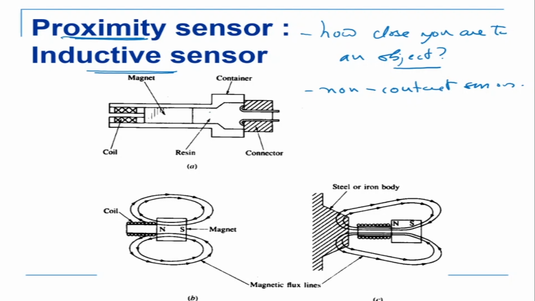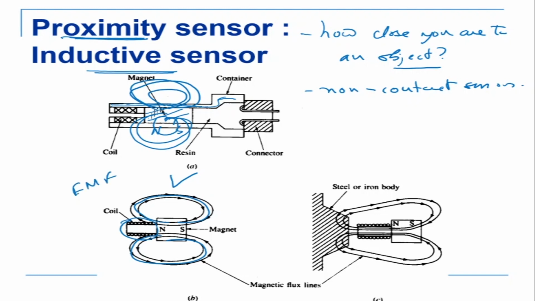The simplest example is this inductive sensor. How this works is we have a magnet, so there is a north and south pole there. This is contained in a container, which is a cylinder made up of plastic. Because of this magnet, there will be magnetic lines of force going like that, which you can see in this figure. In front of the magnetic lines of force there is this coil, and the magnetic lines of force do not cut the coil. So there is no EMF generated in the coil, because the magnetic lines of force are not cutting the coil.